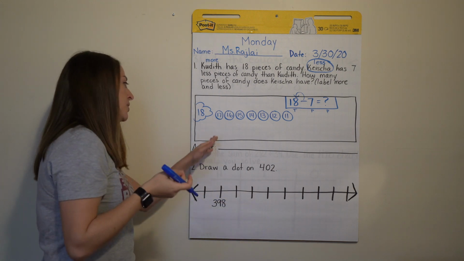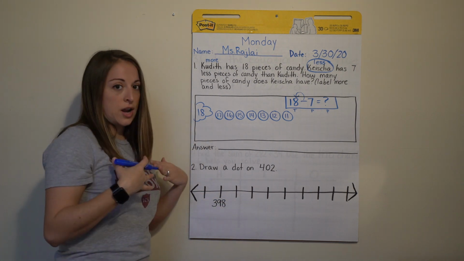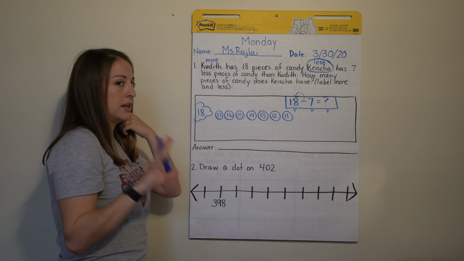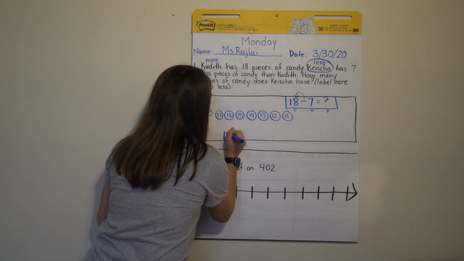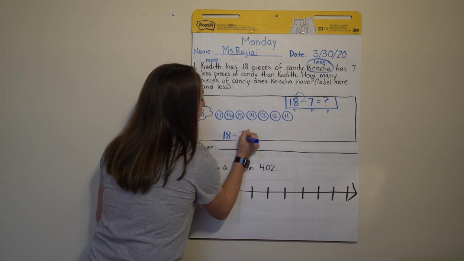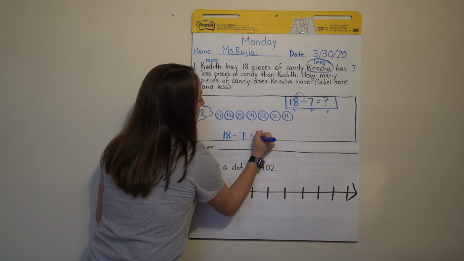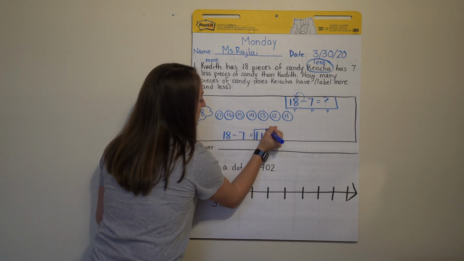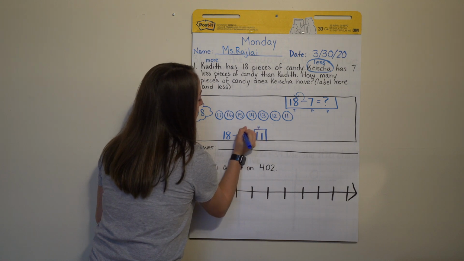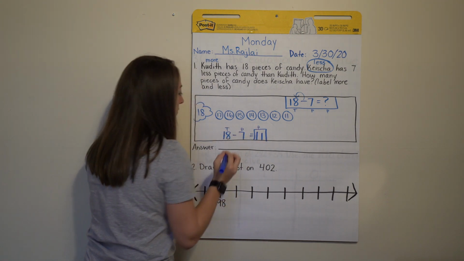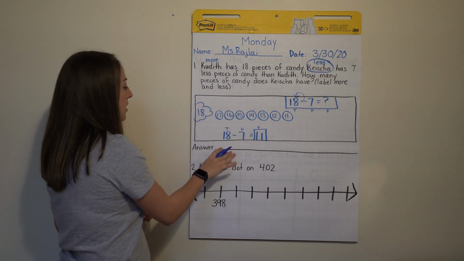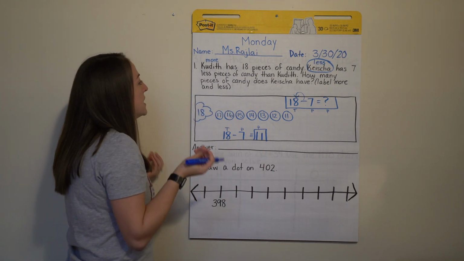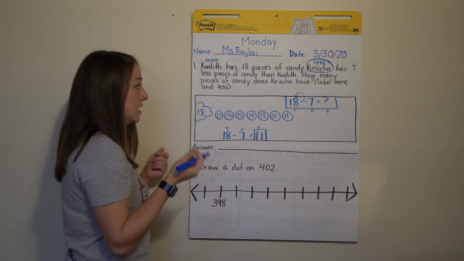Now I'm going to write a number sentence that matches my strategy, okay? So make sure you write one that matches yours. I know I started with 18 first, then I took away 7, and my answer was 11. I'm going to box that because I know that was my missing part. Okay, now you can take a minute to answer the question in a complete sentence. How many pieces of candy does Keisha have?